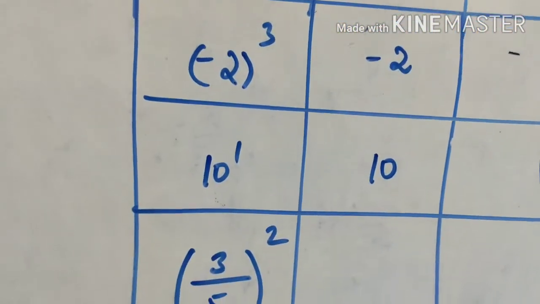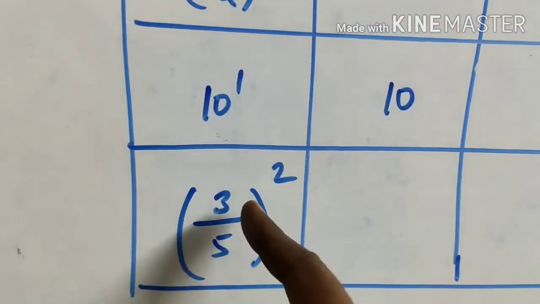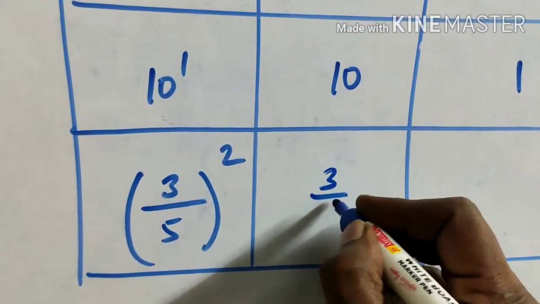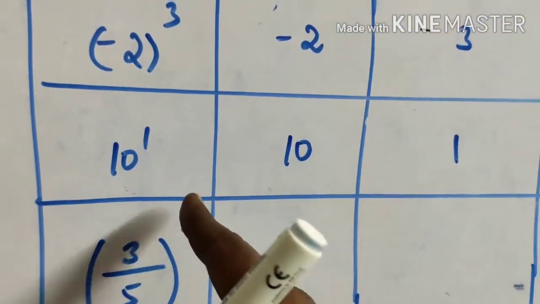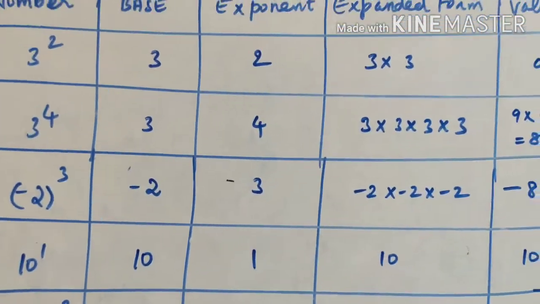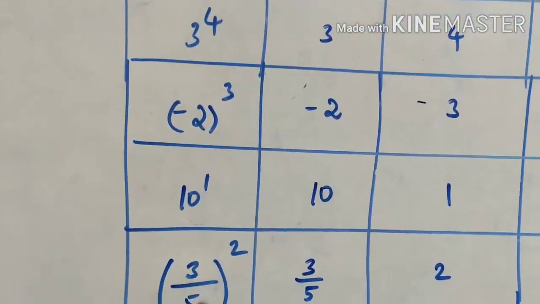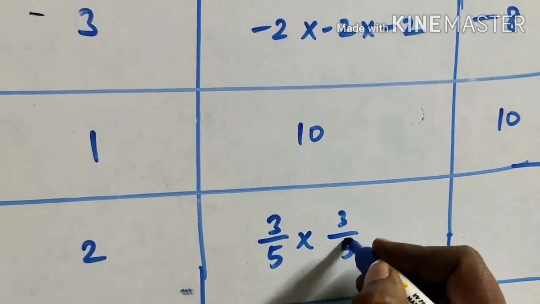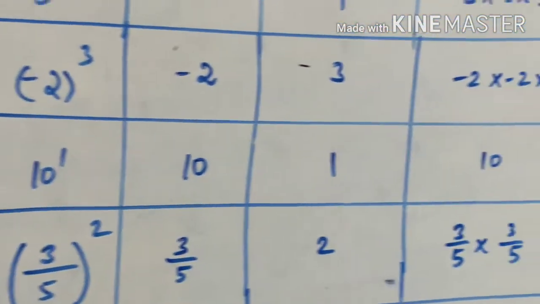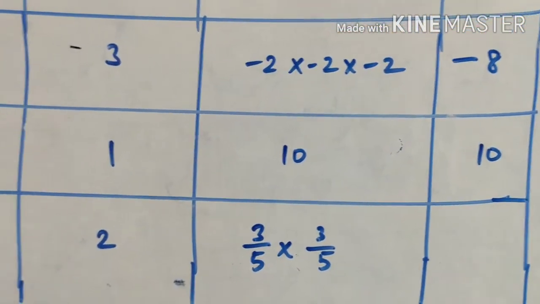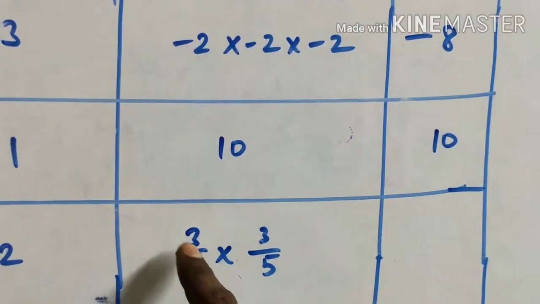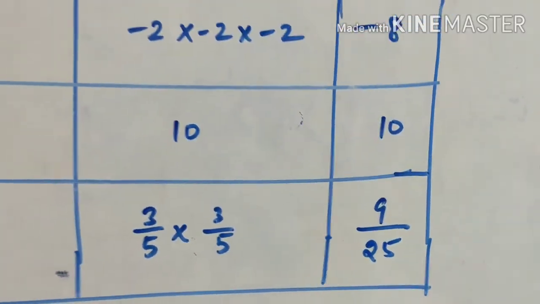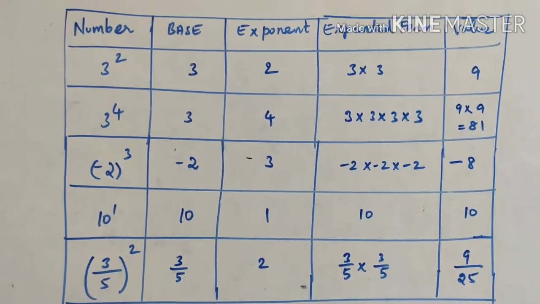3 by 5 whole square. What is the base? 3 by 5. Don't write 5 as the base. 3 by 5, this is the base. What is the power? That is the exponent 2. Next, expanded form. Squared. So 3 by 5 into 3 by 5. The power 2, just 2 times. What is the value? Just multiply. 3 into 3, 9 by 5 into 5, 25. This is the value of 3 by 5 whole squared.